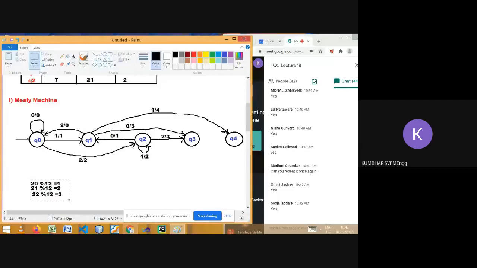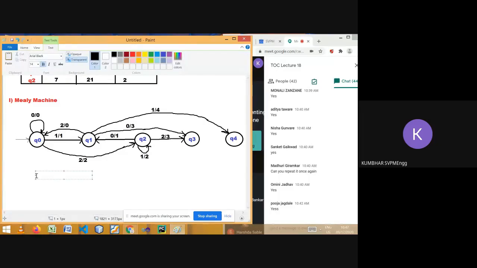Let's try to find out for Q3. For Q3, already 3 remainder is there. After that, if we read 0, 3 0 means what? 9. Sorry, 3 is not the symbol. Extremely sorry. 3 means 1 0. Correct. 3 means 1 0. So this is already there. We are in Q3 means we have 1 0, which is 3.